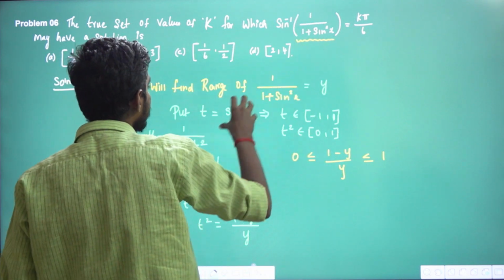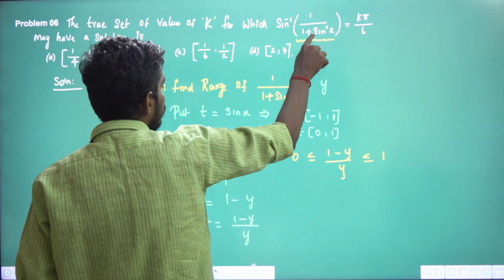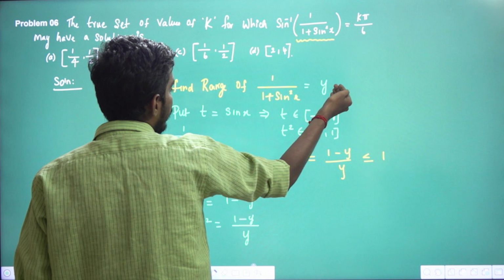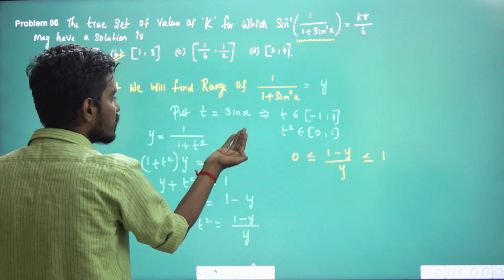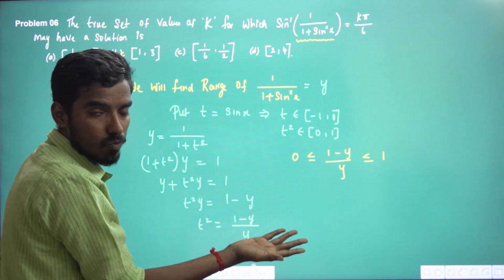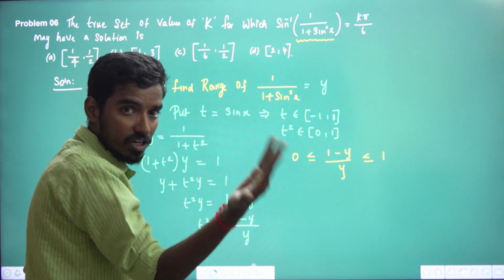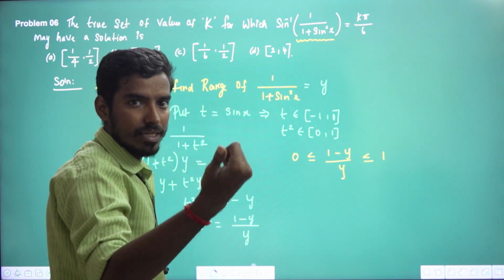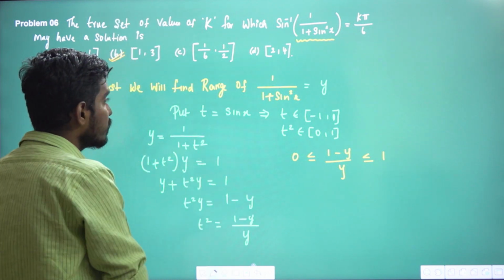First we find the range. So put t equal to sin x. Then we have 1 divided by 1 plus t square; let us call it y. So now y is a function of t. So you write t as a function of y. The domain of that function of y is the range for f, that we already know.